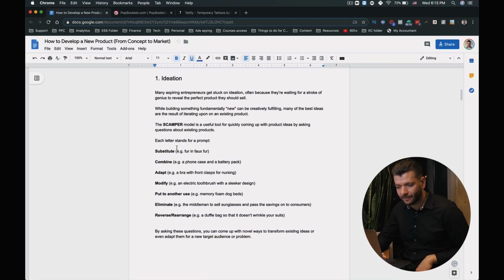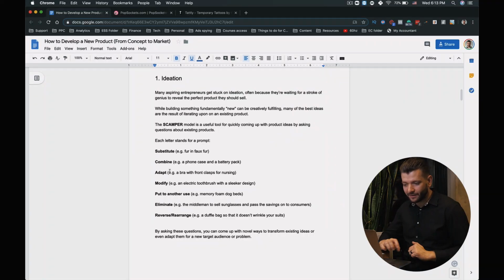So, for example, you can use the SCAMPER model. This is a useful tool for quickly coming up with product ideas by asking questions about existing products. So you can see, for example, substitute, right? So one product could be substituted with another, right? Then combine, for example, if you would have the phone case and battery pack combined into one. You can see quite a lot of these products right now. Adapt, for example, a bra with front clasps for nursing, right? So adapt for a specific market for women who have babies, so they can easily nurse their babies, right? So basically adapt an existing product for a new market.